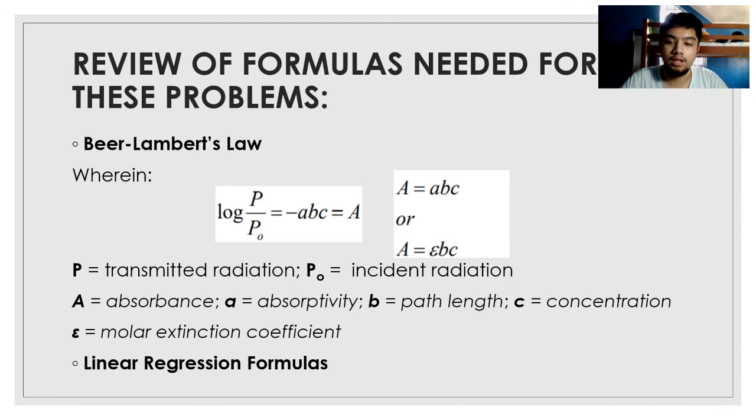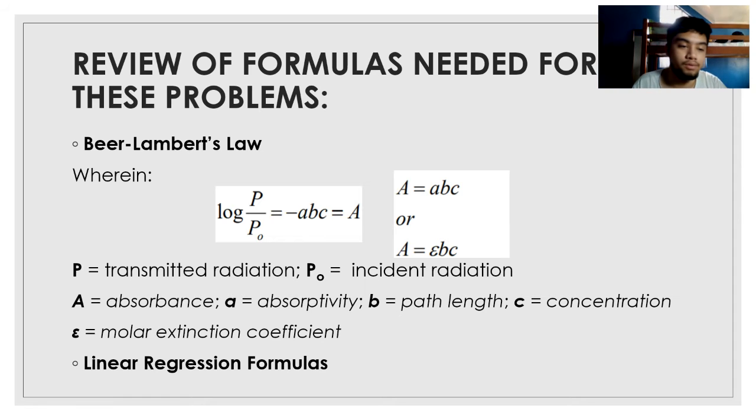So we can use either of these two formulas, A is equal to abc or A is equal to epsilon bc. The a can be substituted as epsilon, which can be dependent on the problem given. So it depends whether you're going to use a or epsilon. The second formula that we're going to use is the linear regression formula. This can be used if you have a set of data which is only represented by two variables, which is the x and the y.